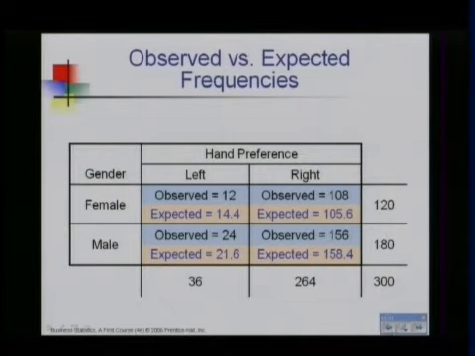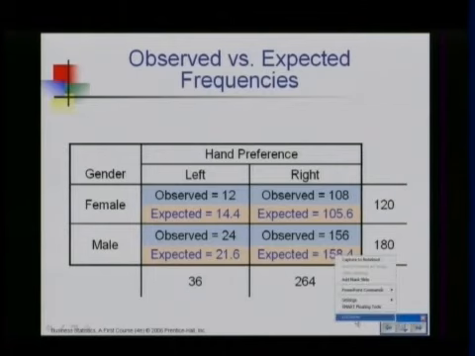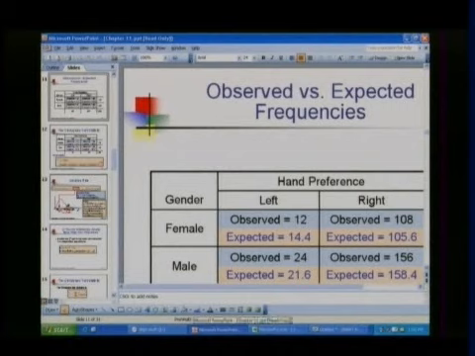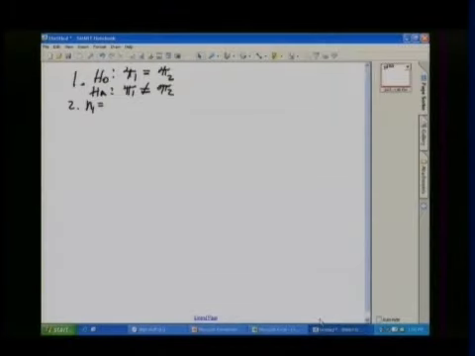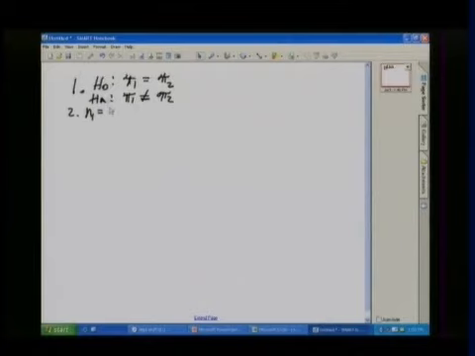Okay? And then we're going to continue with our 6 steps. So let's see. We want to go to the Smartboard. Okay, so N1 we're going to say is 120. N2 equals 180. That's the number of males. And alpha equals 0.05. Step 3.